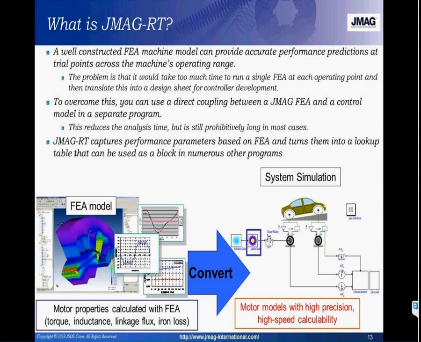So the solution becomes using a JMAG RT model block that captures the performance parameters based on FEA analysis and turns them into a lookup table that can be used as a block in numerous simulation environments. So we have our FEA model data, our very high-fidelity results coming from FEA: motor properties calculated, accurate torque, accurate inductance mapping, accurate flux linkage, and iron losses. We convert all those numerical results into a block, shown here, that can be taken into a system-level simulation. Now we can take our motor drive, interface it with our high-fidelity motor block, and come up with a vehicle dynamic simulation that gives us a very accurate response for how that motor would perform in that simulation environment.